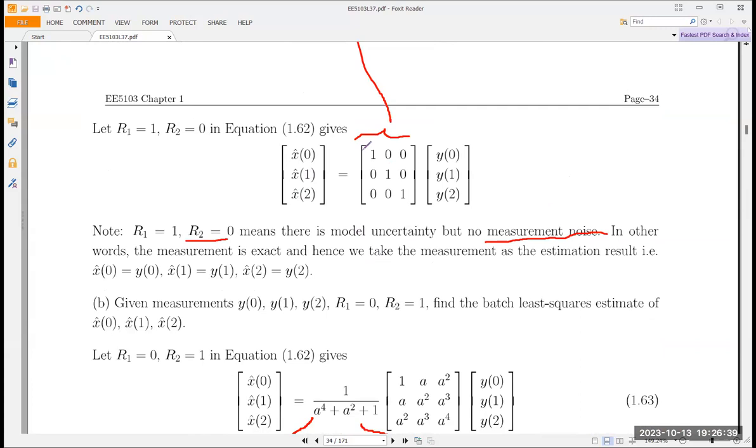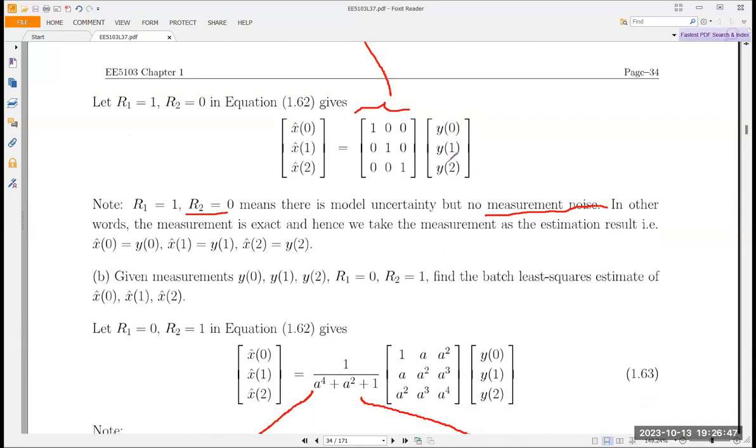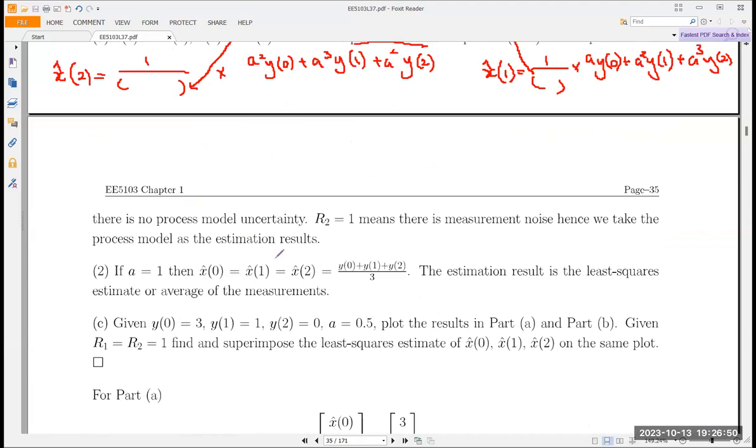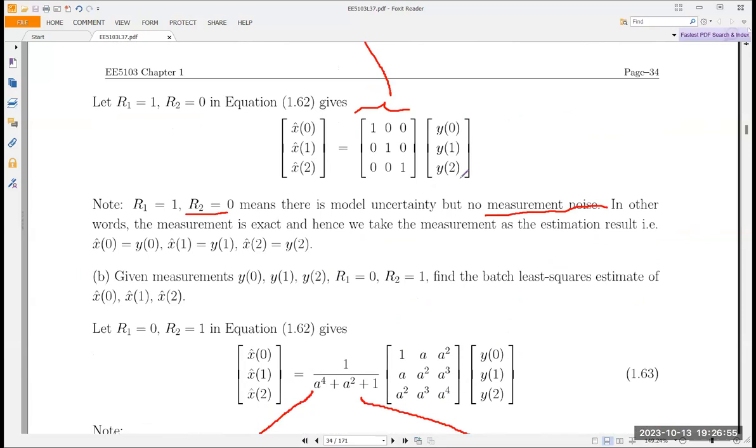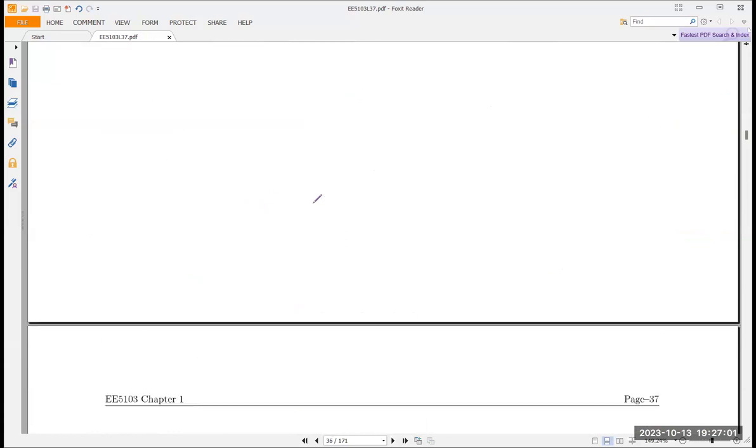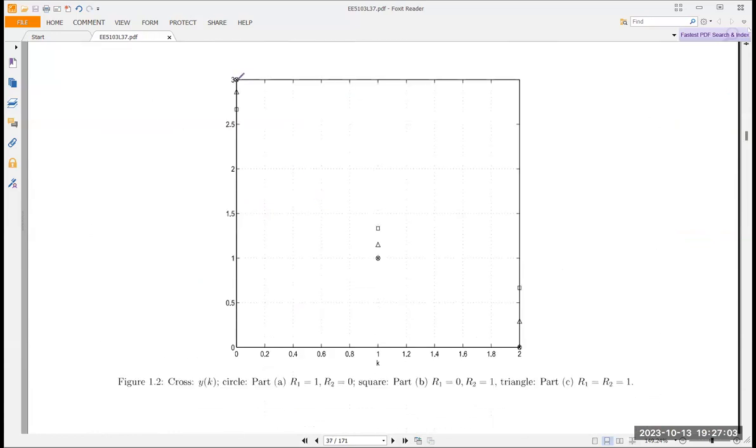Okay, 0.5. Part A is this. Use y0, y1, y2, which is given as 3, 1, 0. So you stick in 3, 1, 0, which then is your x0, x1, x2. So you plot it. I plot 3, 1, 0.